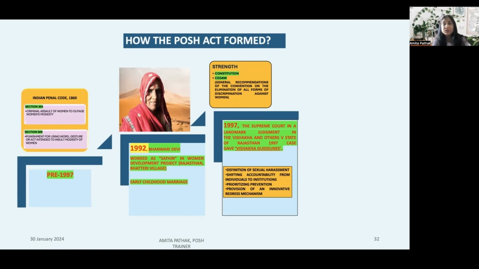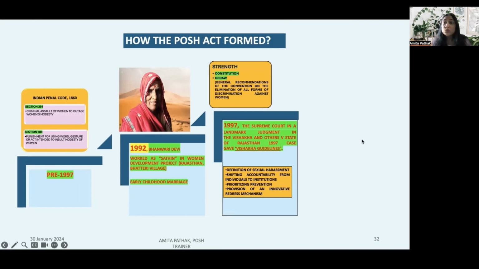What was specific in the Vishaka Guidelines? In the Bhanwari Devi case, there were serious lapses in the law. There was no law that protected women at the workplace. So in the Vishaka Guidelines, firstly, the Supreme Court defined what sexual harassment is. It shifted accountability from the individual to the employer, prioritized prevention, and provided an innovative redressal mechanism. Later on, all cases referred to these Vishaka Guidelines.